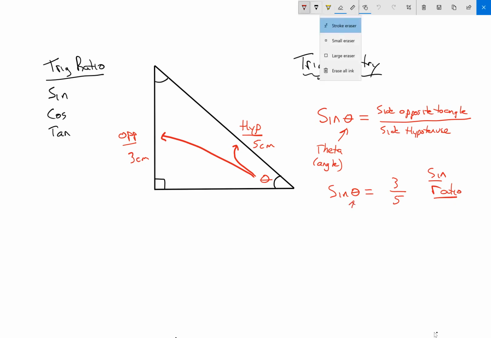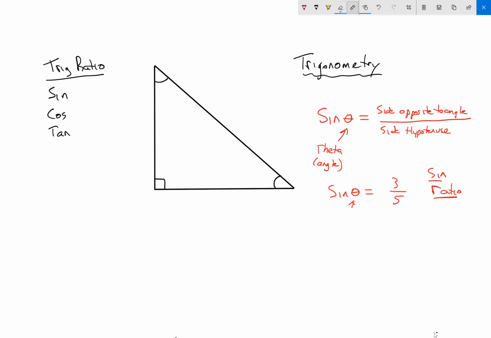Okay, so if I wanted to change it up just a little bit, let's say I want to talk about a different angle. So for sine, if I wanted to talk about this angle right here now, let's say we know that angle is 30 degrees, but we wanted to use sine to figure out that angle. Well, the same ratio still applies: the side opposite to the angle, divided by the hypotenuse.